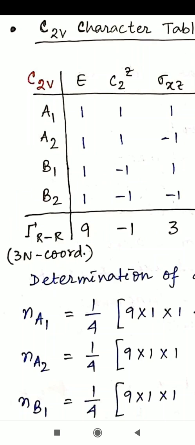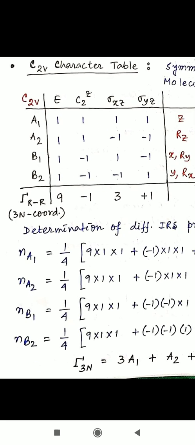9 into 1 into 1 plus -1 into 1 into 1, because the reducible representation is -1, and the character with respect to C2Z and A2, that is 1, and in case of C2Z we have to write 1. So -1 into 1 into 1, then plus 3 into -1 into 1, so that is for the sigma xz, the reducible representation is 3. For A2 and sigma xz, the character is -1, and for sigma xz that is 1. So that is our 3 into -1 into 1, and at last that is 1 into -1 into 1.